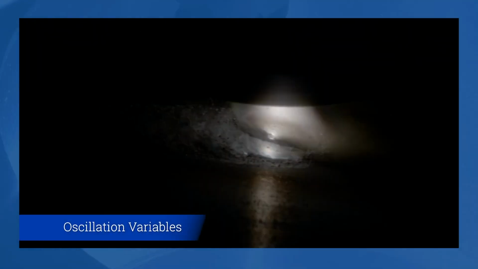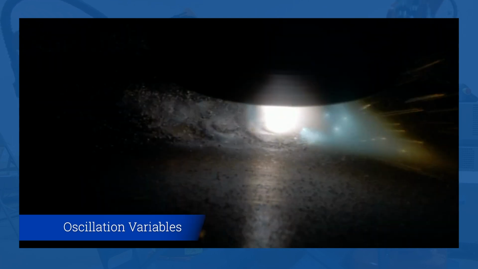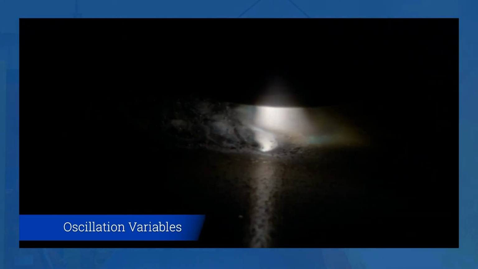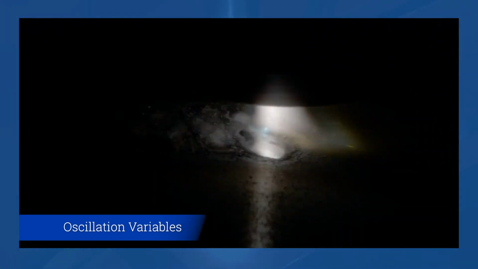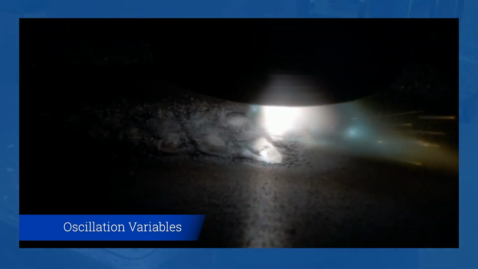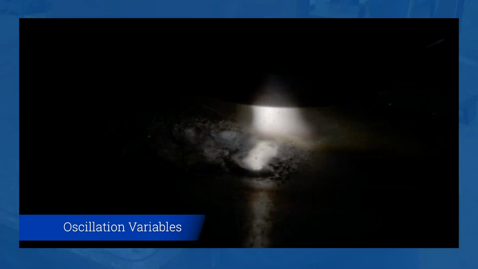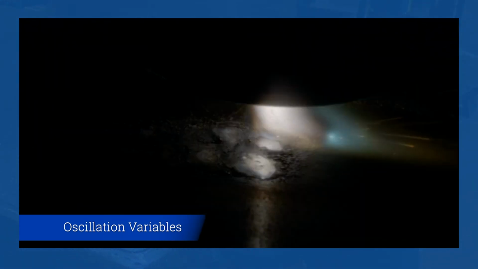Let's talk about oscillation. There's a number of parameters we have to adjust. What we're seeing here is the oscillation is either too slow for the travel speed, or the travel speed's too fast for the oscillation, or possibly the oscillation width is too wide and the weld can't keep up. So there's three ways that you could cause this kind of problem.